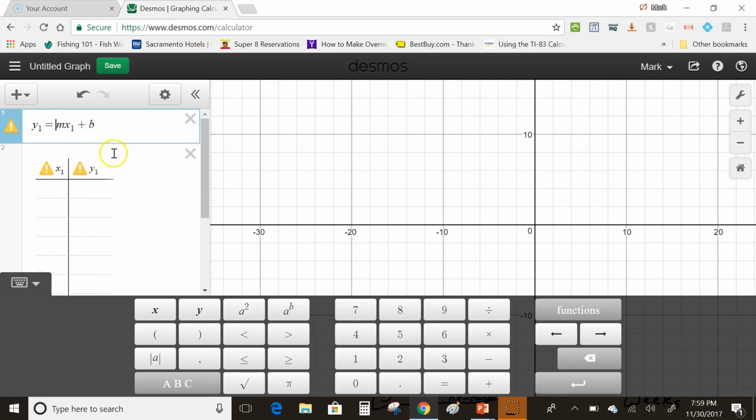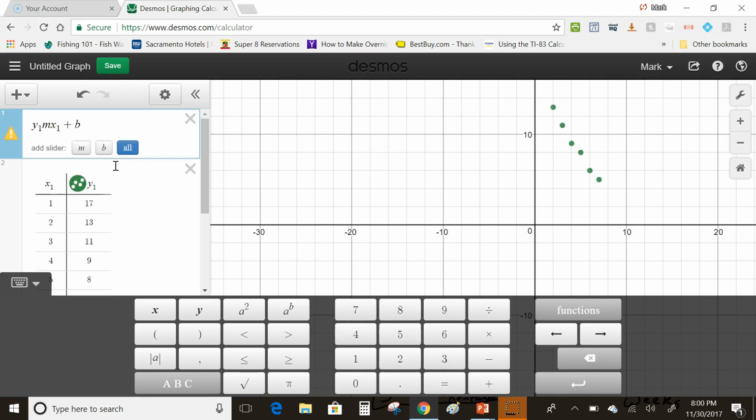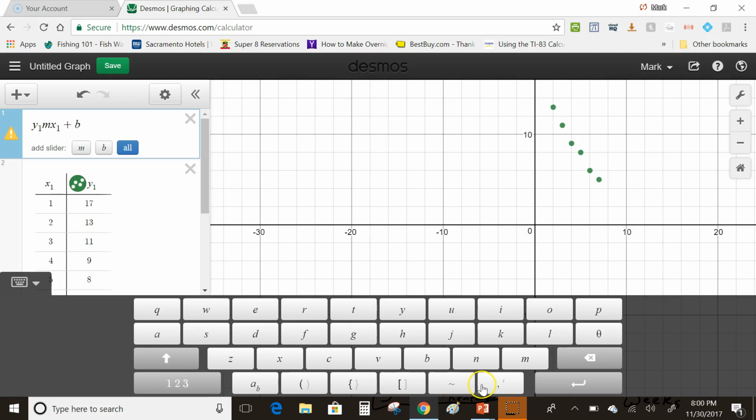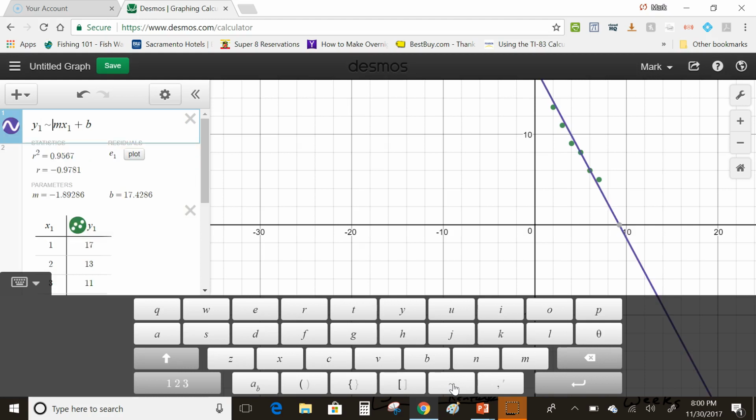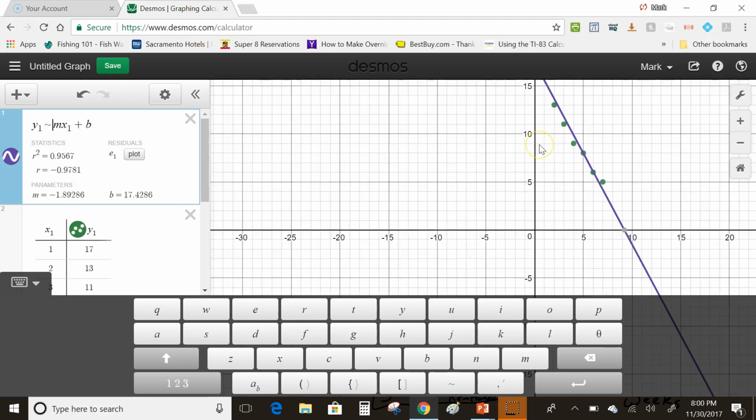And so what I need to do is use this little similarity symbol. It can be found on your keyboard if you go ABC and then click it here, right there. Or it's usually a shift right below the escape sign on your keyboard. And notice what that did. That put our line of best fit right in there. There we've got it.